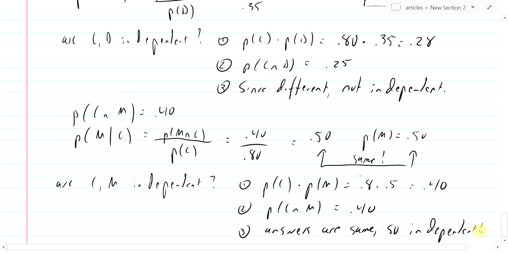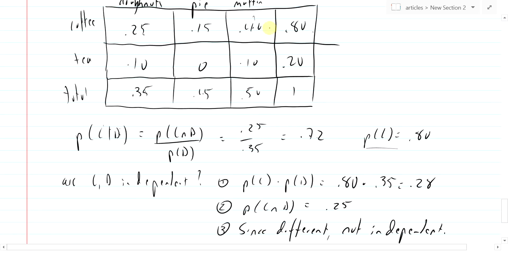And so that gives us our test for independence. In this particular case, 80% of muffin eaters drink coffee, and 80% of the entire population drinks coffee, so knowing that people eat muffins doesn't tell us anything about whether or not they drink coffee. We do know that people who are donut eaters are less likely to drink coffee than people overall, because those are not independent events.